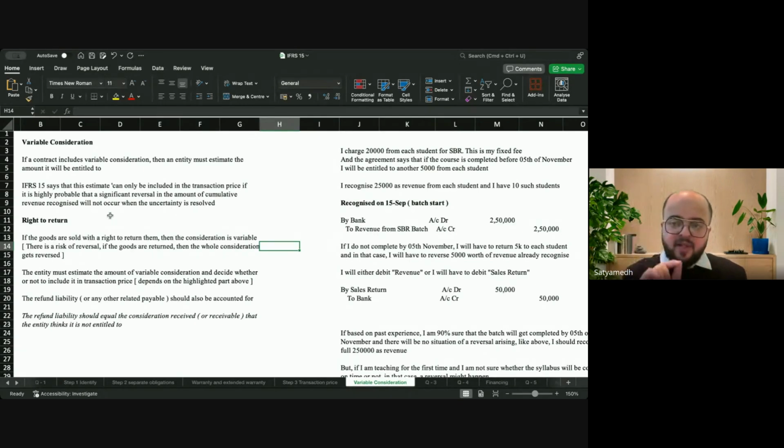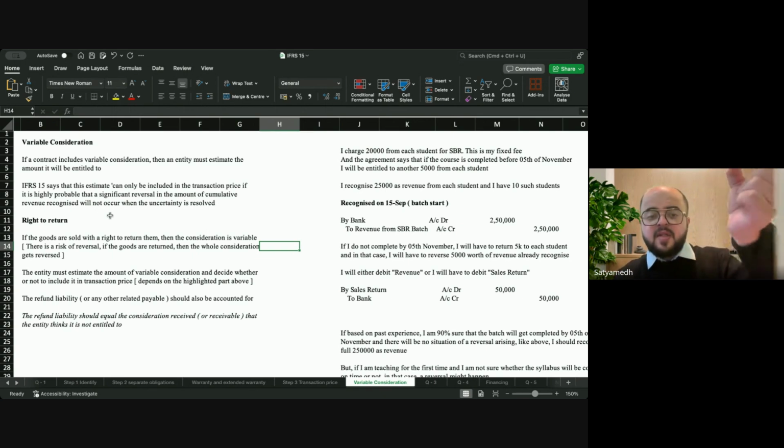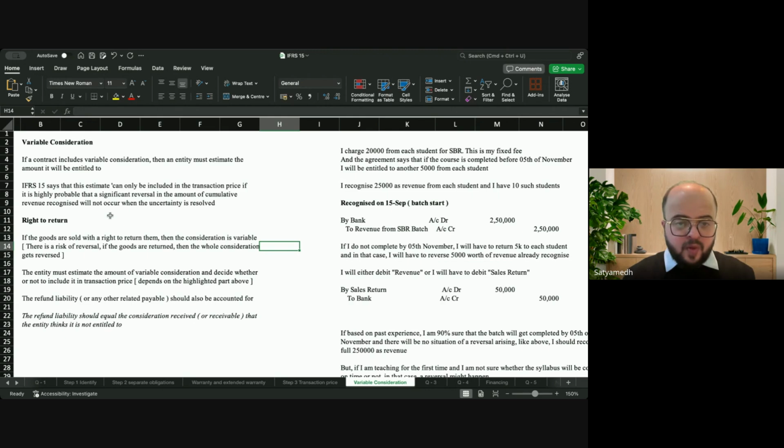Okay, again I will read the provision and then let's go through the example on your screen. IFRS 15 says that this estimate, what was the estimate? 5,000 additional fees if you help the client reduce the weight by 10 kg within a month should be included in transaction price, or can be included in transaction price, if it is highly probable that a significant reversal in the amount of cumulative revenue recognized will not occur.